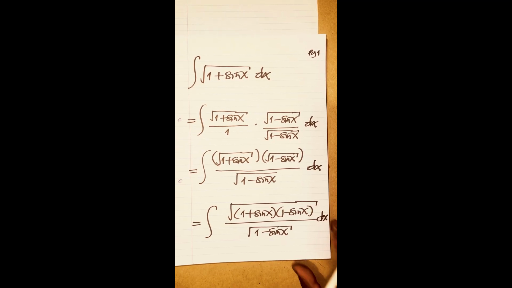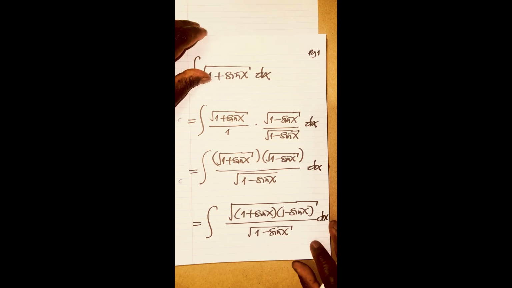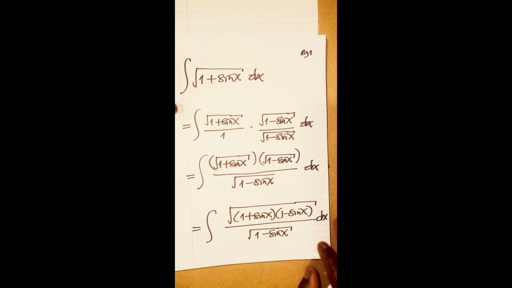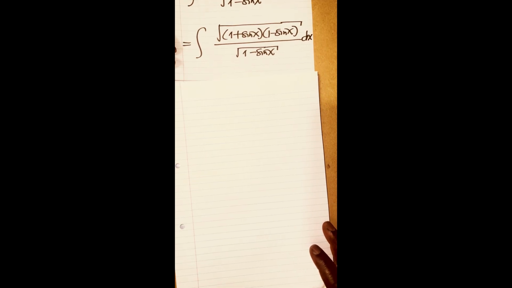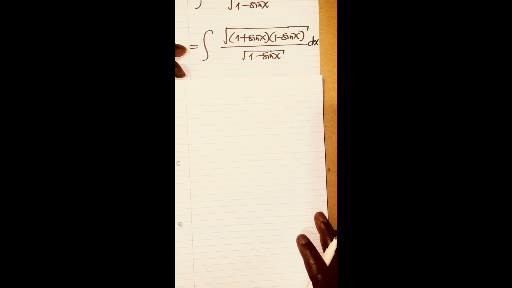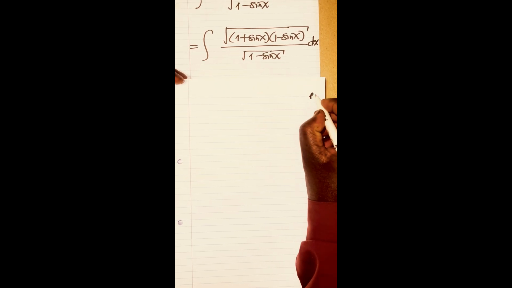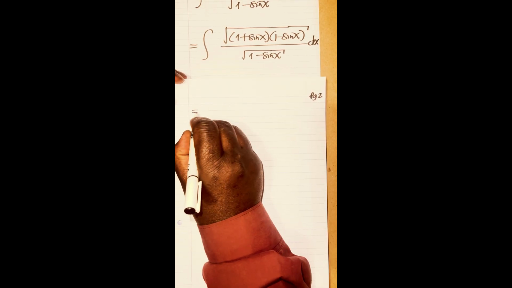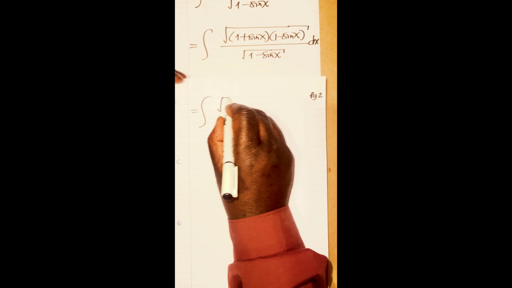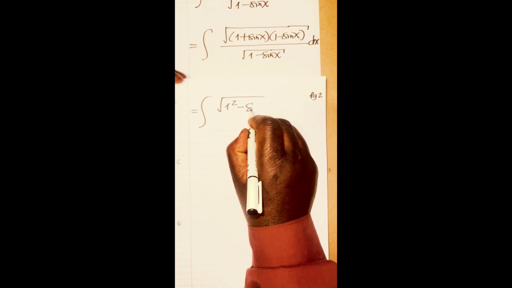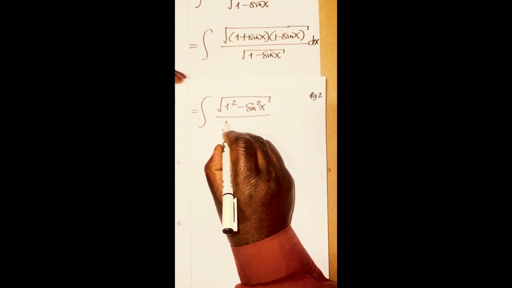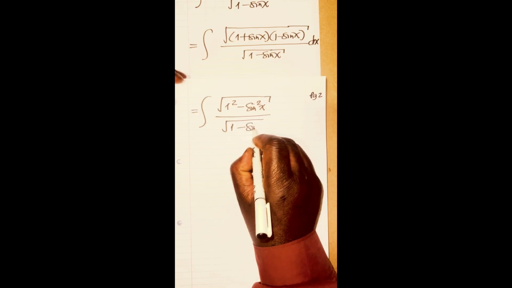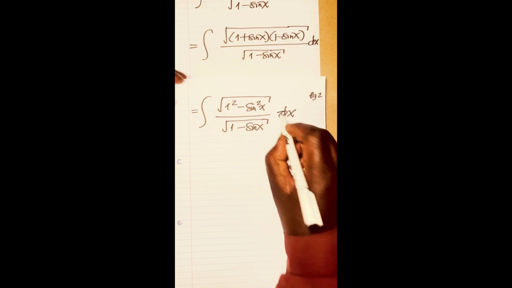Right, now in the numerator, difference of two squares, that is the idea behind conjugates. You'll agree with me that this is just 1 squared minus sine squared of x. So we take this to page 2. Page 2, what we have now is the integral of the square root of 1 squared minus sine squared of x, and we're dividing this by the square root of 1 minus sine x, dx.